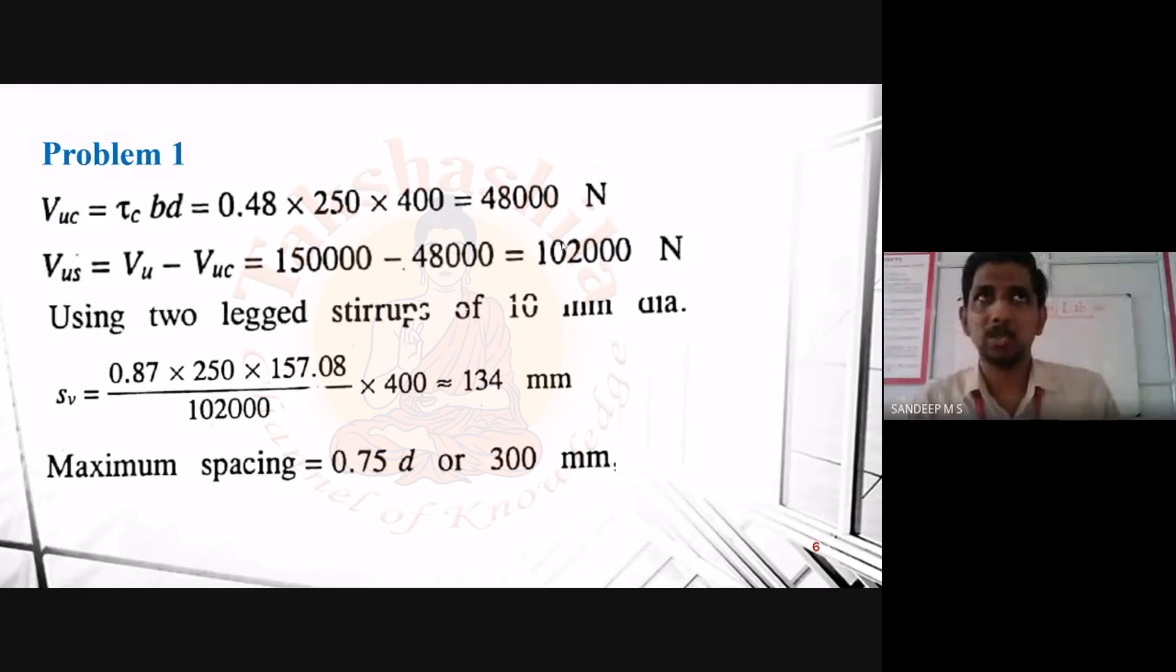Idea. Say 2 leg 8 mm will do for this value, or 2 leg 10 mm will be sufficient for this value. That is based on experience.